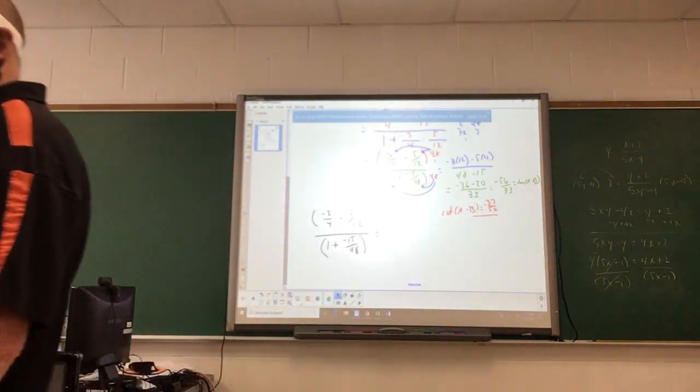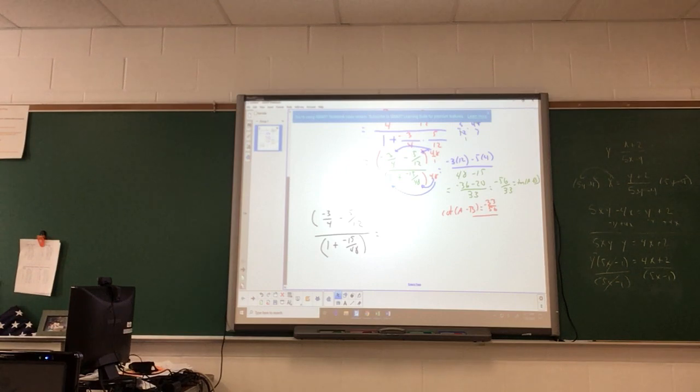What I want you to do in your calculator, I want you, first off, have a clear line. Hit your left parenthesis. Then type in -3 divided by 4 minus 5 divided by 12. Close your parenthesis out. You're just typing in what you have on top. And then divide by, we have to do a quantity on the bottom, parenthesis 1 plus -15 divided by 48. Close your parenthesis out.